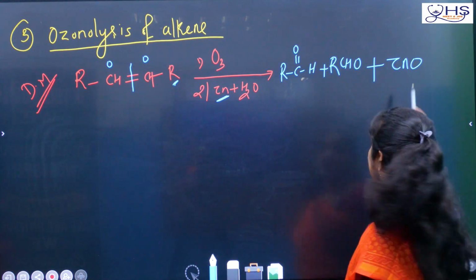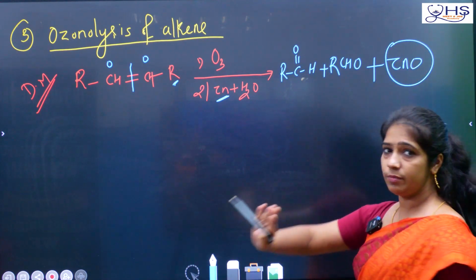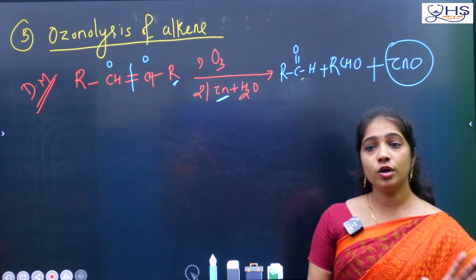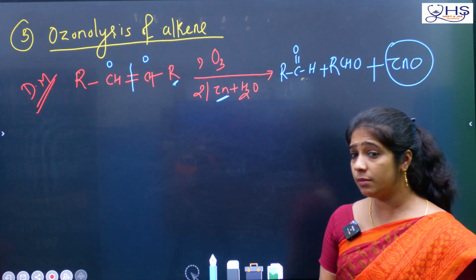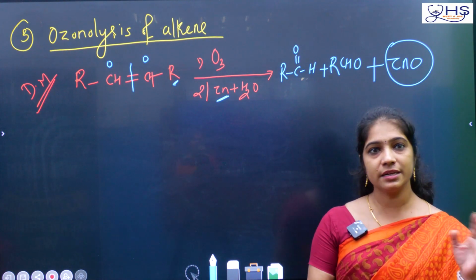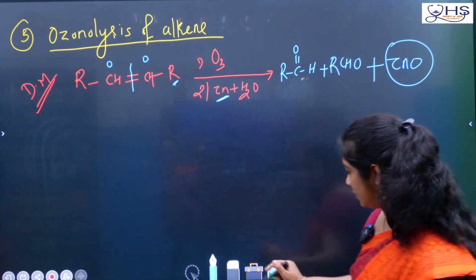RCHO, zinc oxide. So this is what you are writing, not a problem. It is just a direct method. What are we going to do? Break both the double bonds, and where you break the double bond, give one oxygen to that carbon. That's it. Directly you can write the product.